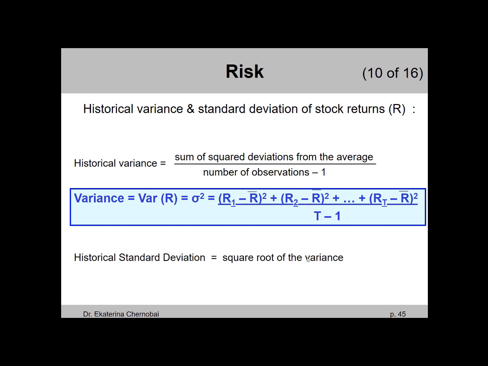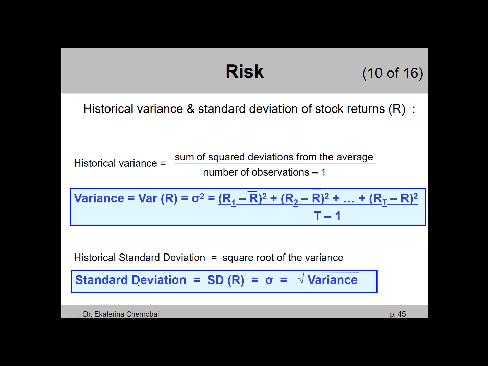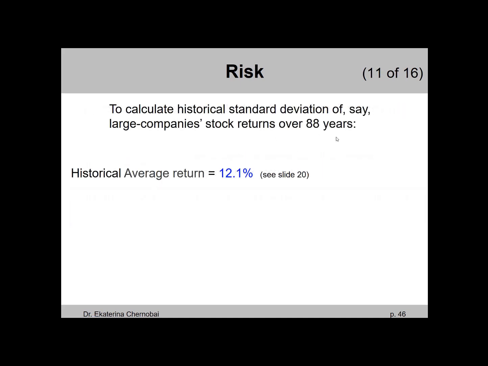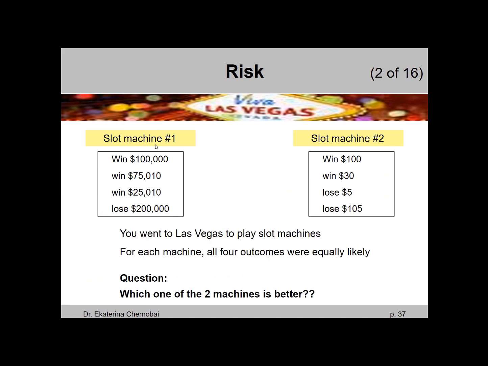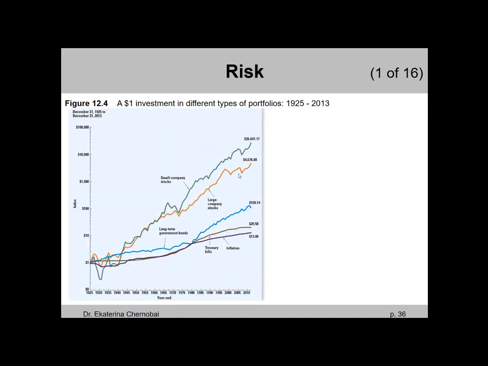Once you find the variance, you then take the square root of that, and that gives the standard deviation, which tells you how many percent above or below the historical average return you were on average in each year. Applying that formula to, let's say, large company stocks. So that's on our diagram the second, the orange line, large company stocks, right? The second from the top.